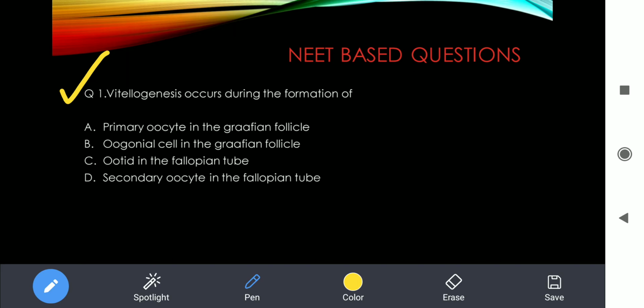In this question, the primary oocyte is given in only one option, that is option A. So the correct option for this question is A, the primary oocyte in the Graafian follicle. So this will be the answer for this question. Now we'll move to the second question.